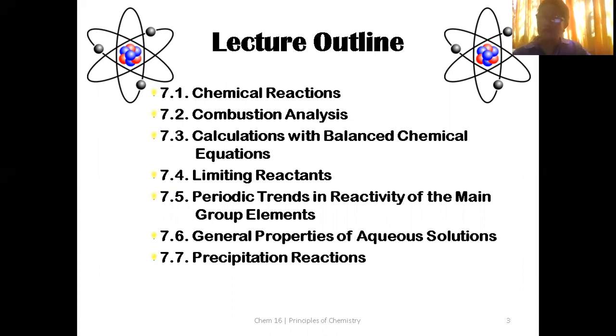Last time we discussed stoichiometry, which we are going to apply now: how are you going to compute a compound present in a chemical reaction? Then we will also describe the limiting reactant. Then we will look into the periodic trends in the reactivity of the main group elements, which are 1A, 2A, and so on.